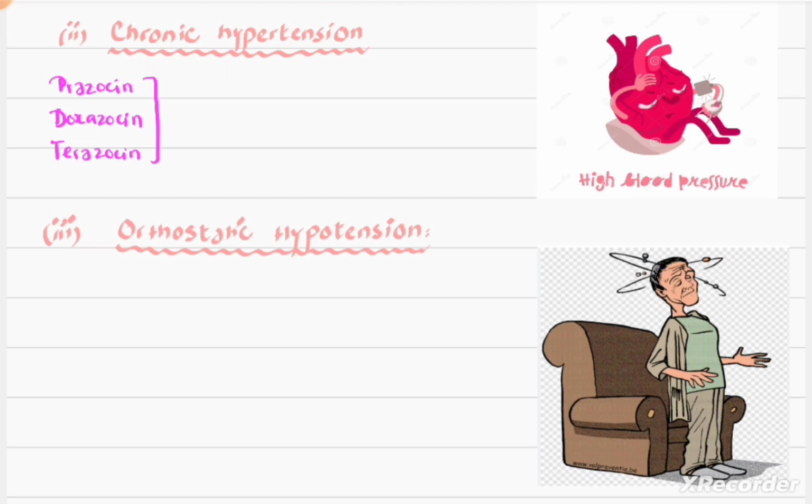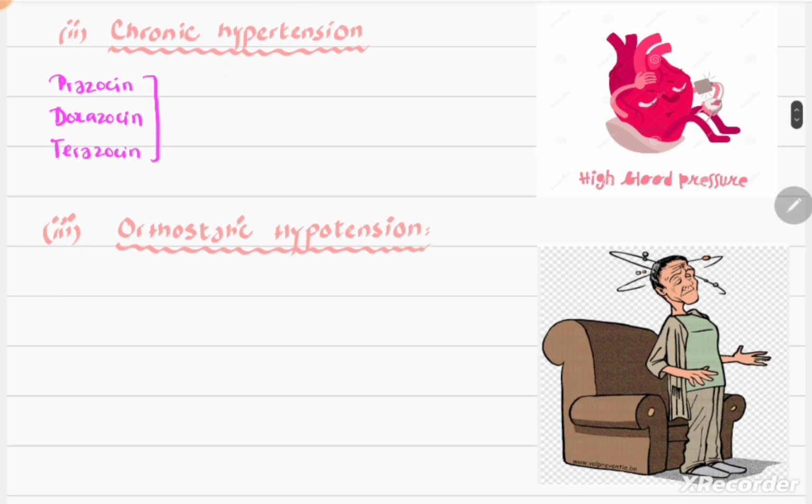And the adverse effect that is most commonly seen with these drugs is orthostatic hypotension and tachycardia. Both these effects are often seen with the usage of these drugs. The orthostatic hypotension is usually mediated by the vasodilation, and the tachycardia is usually a reflex response by the baroreceptors.